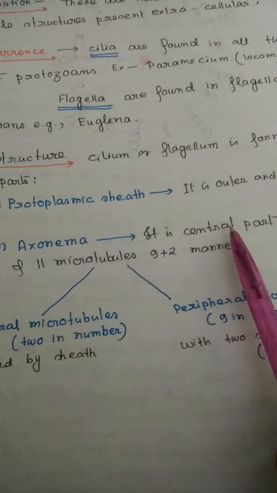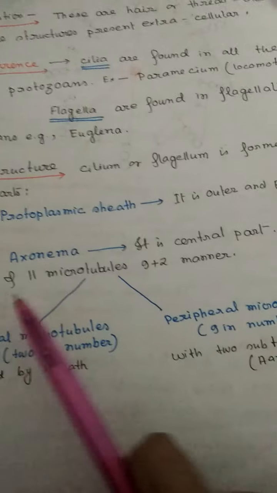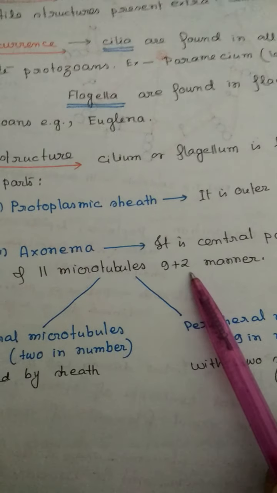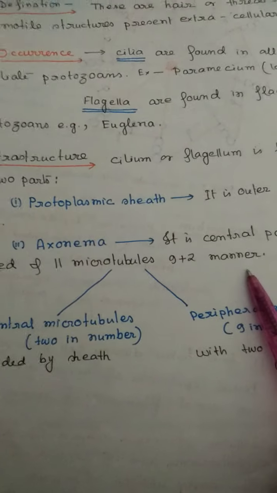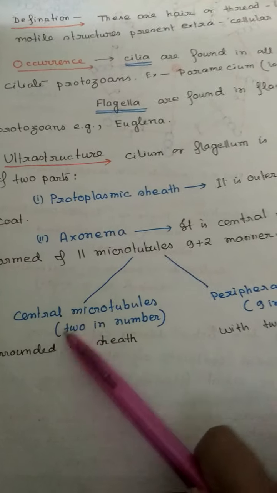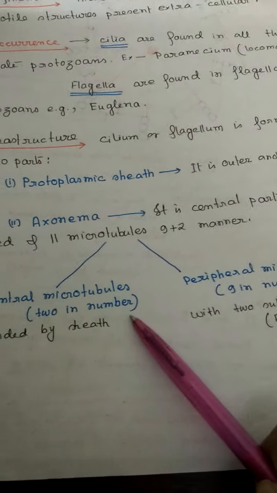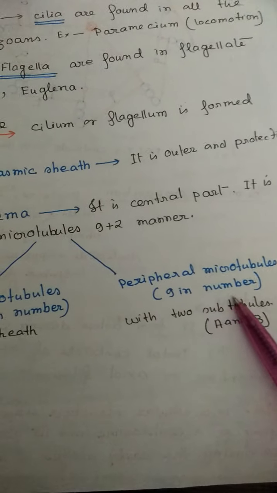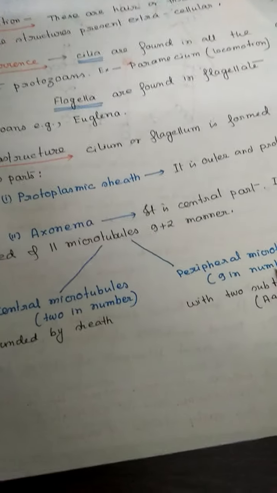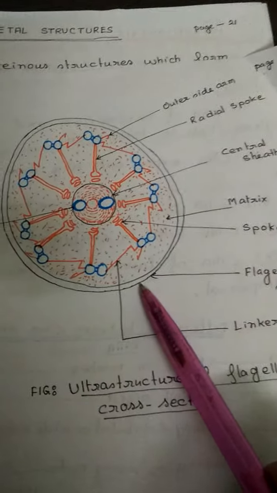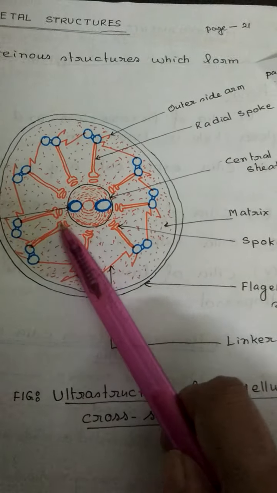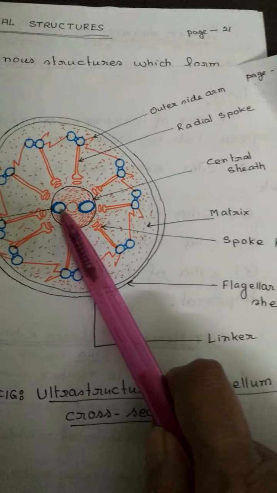And the axoneme is the central part, formed of 11 microtubules arranged in a 9+2 manner. So how does it look? There are central microtubules, 2 in number, and peripheral microtubules, 9 in number. Let us see how it looks in the case of a flagellum. Just see this one. These are the peripheral part and this is the central part. The central 2 are present.